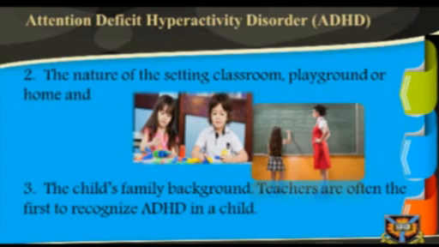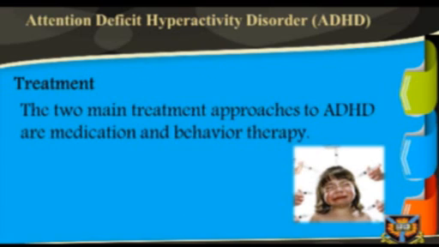Teachers are often the first to recognize ADHD in a child. This is especially true of children from lower income families. Many children grow out of the symptoms of ADHD as they get older. Genetic factors are involved in some of the cases of ADHD. Vulnerability to ADHD is also increased by environmental factors that interfere with brain function. The child's social environment may also be a factor in symptoms of ADHD. Treatment: the two main treatment approaches to ADHD are medication and behavioral therapy.